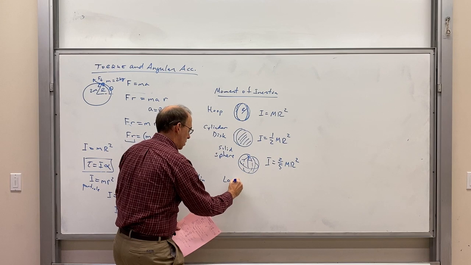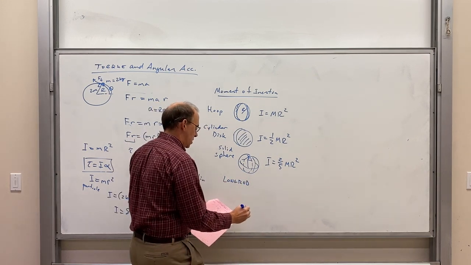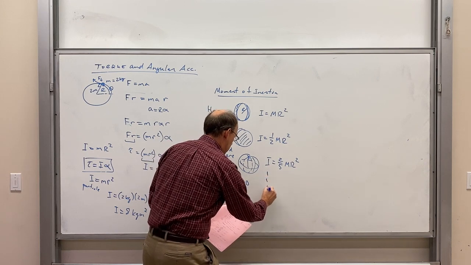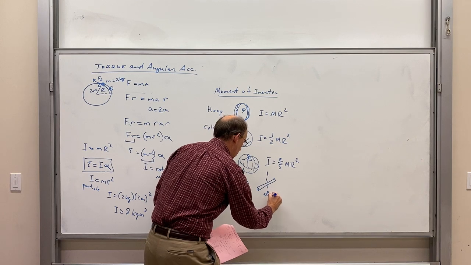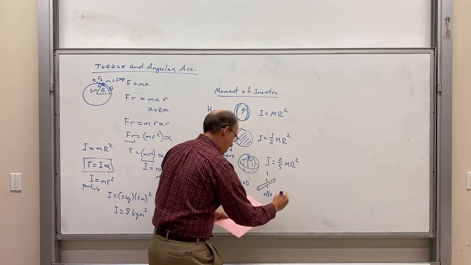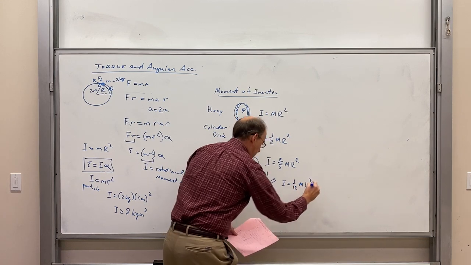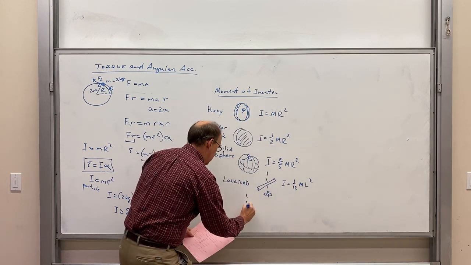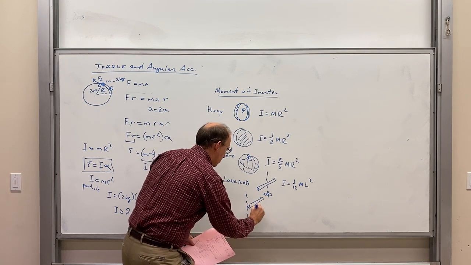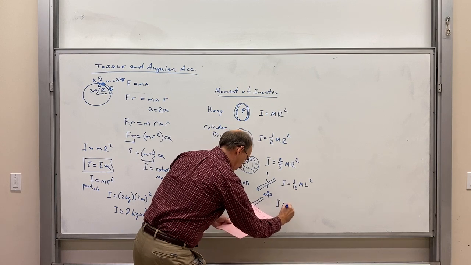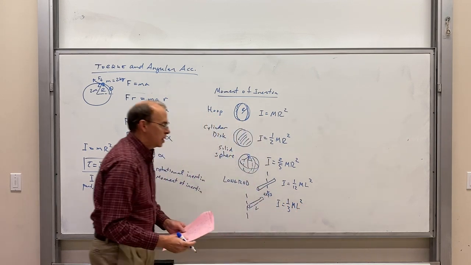For a long rod, we get two answers depending on where the axis of rotation is. If the axis is in the center, for a rod of length L, I is 1/12 mL squared. But if we rotate it about the end, where it has a length L, I is 1/3 mL squared.